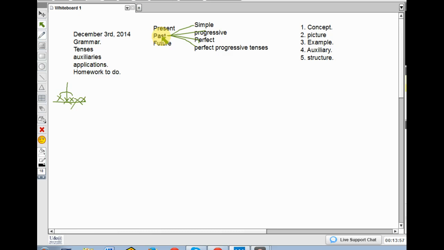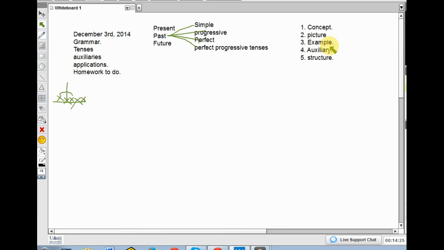So, the concept. The past simple was just an action that happened, that took place in the past and died in the past. Okay? The picture. You can do the picture very simple. It's just like this one, but just with one X in the past, no more, because that was an action that took place in the past and died in the past, or ended in the past.